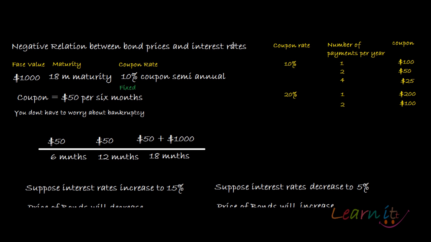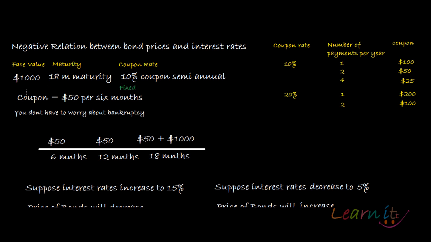Negative relationship between the bond prices and interest rates. So suppose you have a $1,000 face value bond. There are certain characteristics of each bond. One is face value, and one is maturity. Say in this case it is an 18-month maturity. So after 18 months, you'll be getting $1,000.